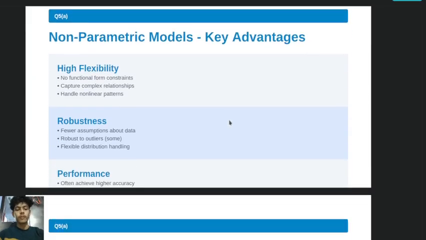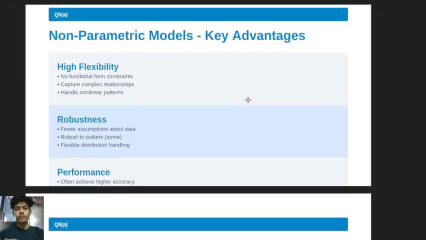Non-parametric models have high flexibility, with no functional form constraints, capturing complex relationships and handling non-linear patterns. They have robustness, fewer assumptions about data, robust to outliers, flexible distribution handling, and often achieve higher accuracy.